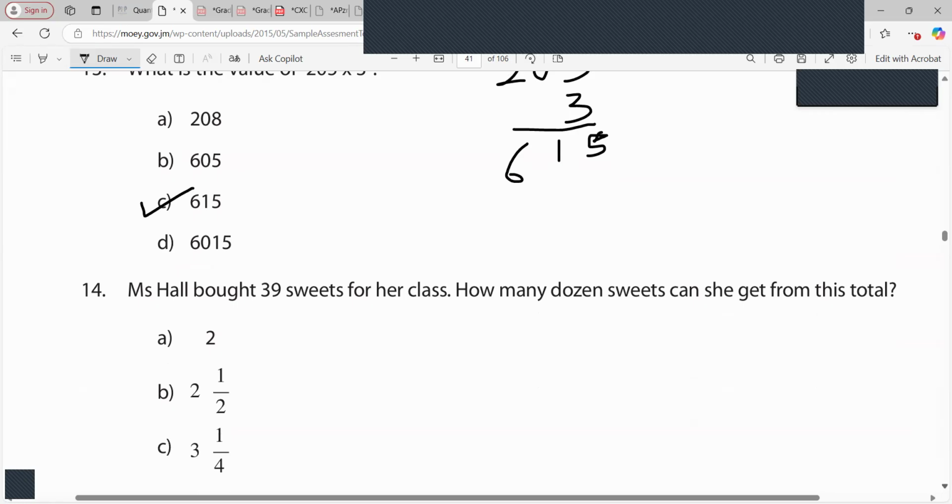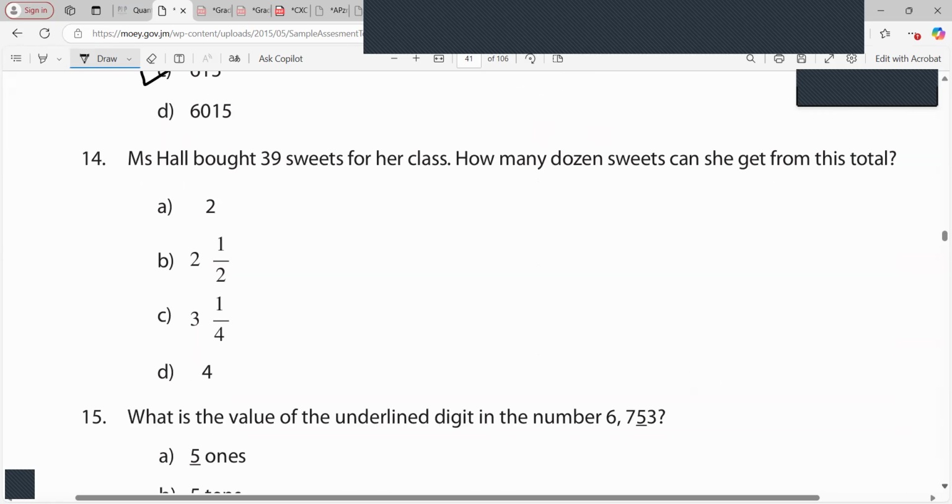Let's move on to 14. Miss All bought 39 sweets for her class. How many dozen sweets can she get from this total? Now let's put things in perspective. A dozen is 12, right? If we add another 12 to this, that's 24. If you add another 12, that's 36.